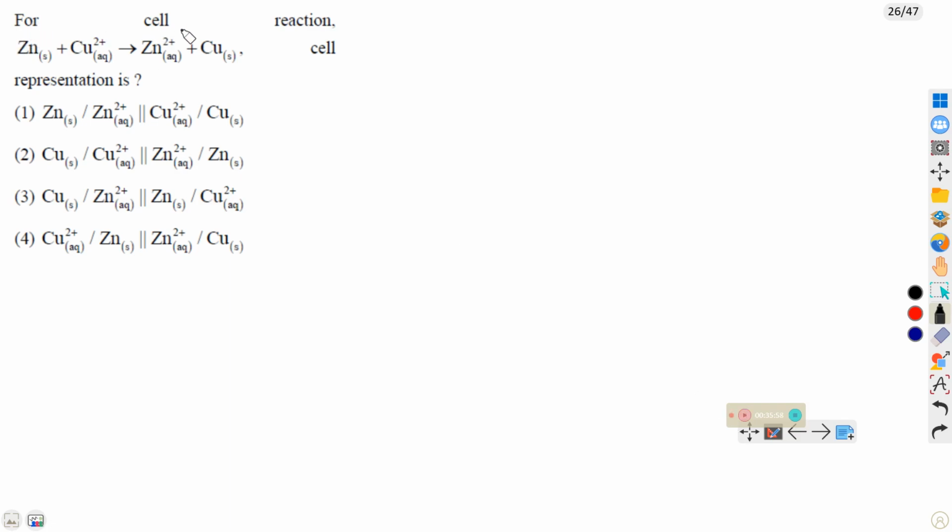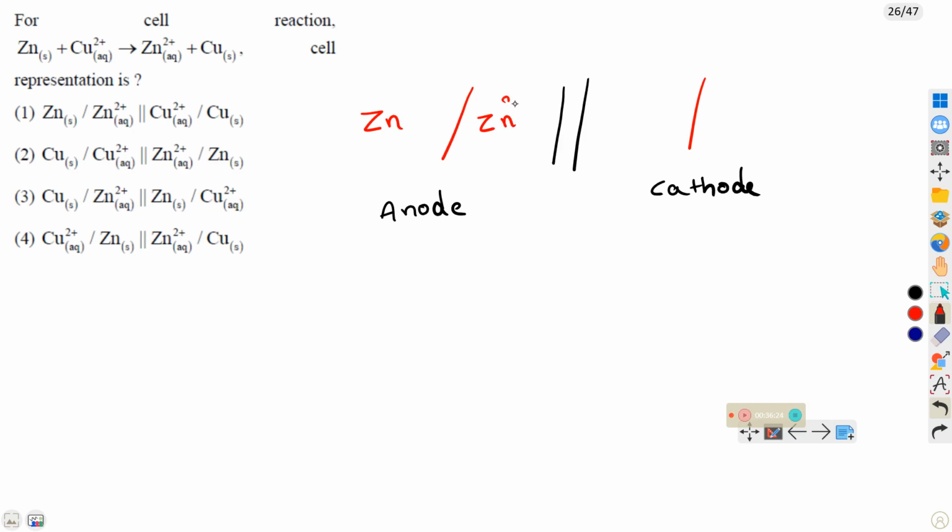For cell reaction, cell representation is, remember, two parallel lines represent the salt bridge. Salt bridge left hand side is always the anode reaction, right hand side is always the cathode reaction. A single parallel line represents an electrode. Check it. Zn converted to Zn2+ according to this reaction.